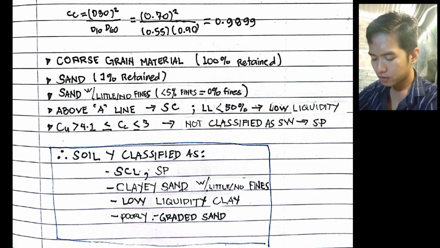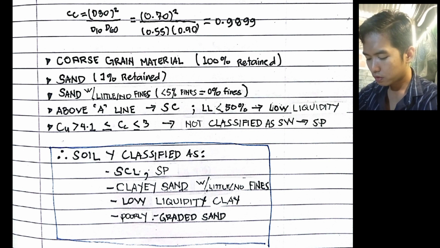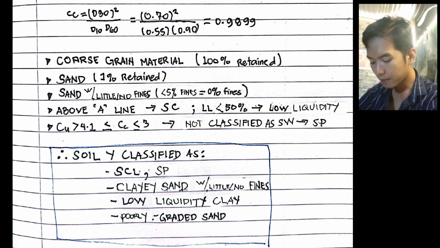Since CU is not satisfied, its gradation is not classified as well graded sand, because the value of CU is small, it is not more than 4. So it is poorly graded. Therefore, soil Y can be classified as SC and SP, clayey sand with little or no fines, low plasticity clay, and poorly graded sand.